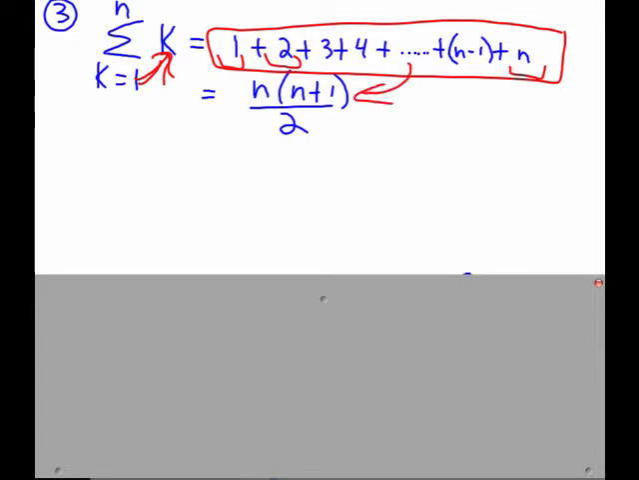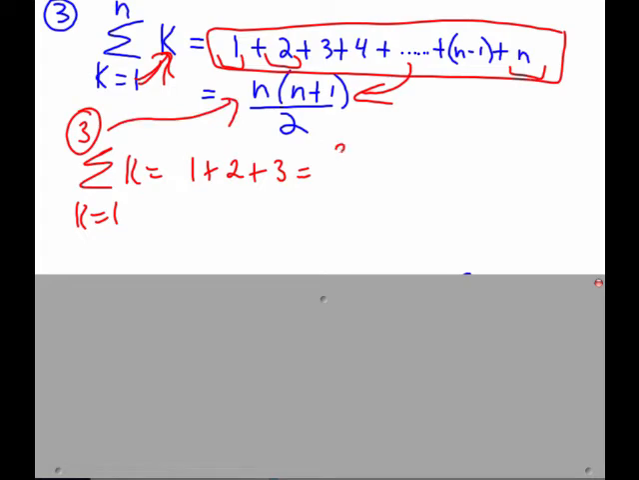closed form, this formula. Okay, if I just think about this for a second, so I'm saying that if k went from 1 to 3, that would be 1 plus 2 plus 3. I can see that that adds up to 6. I should get the same result if I simply plug in my n value into this formula, which is 3 times 3 plus 1, 4, over 2. Sure enough, I get 6.